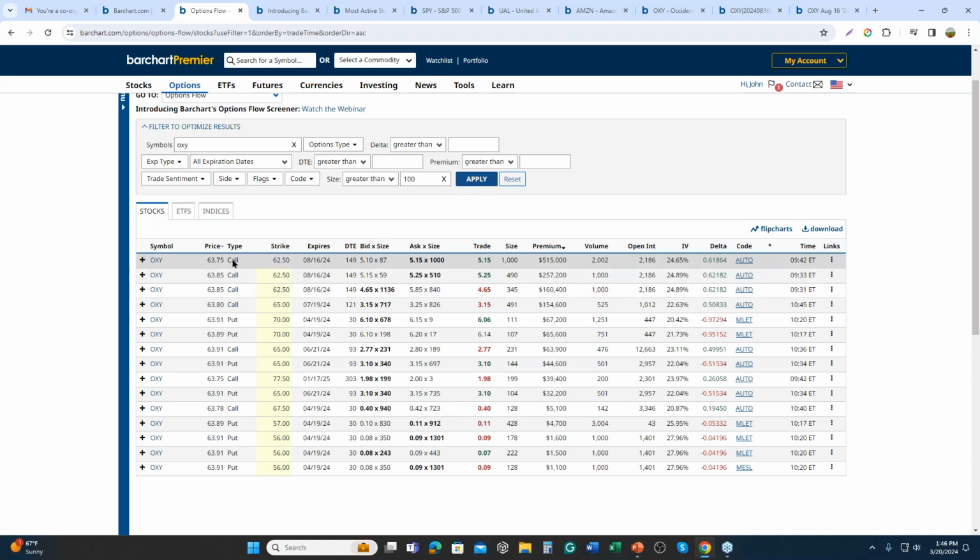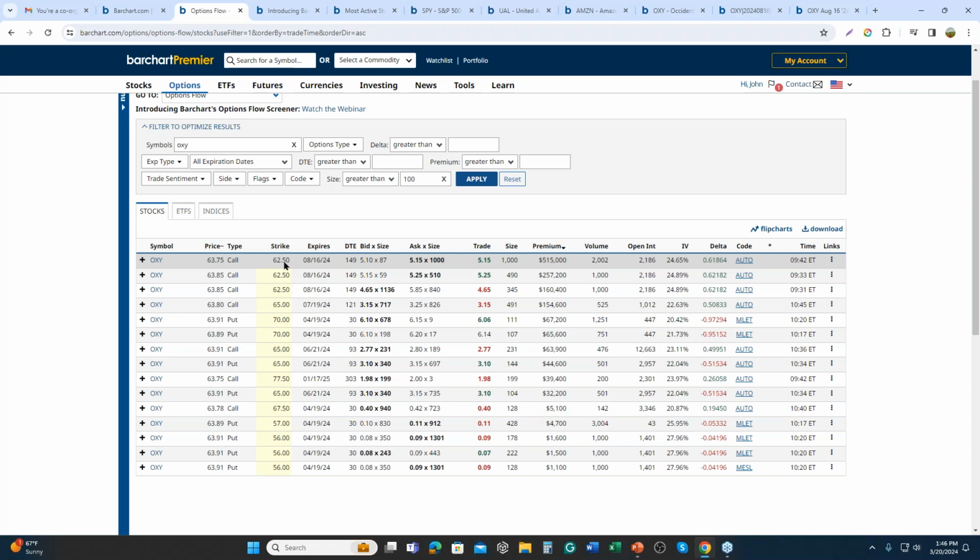So here we see the 62.50 strike. It's a call. Now let's think about the details of this trade as we move along. Current price of Occidental is $63. Somebody is trading a 62.50 call.